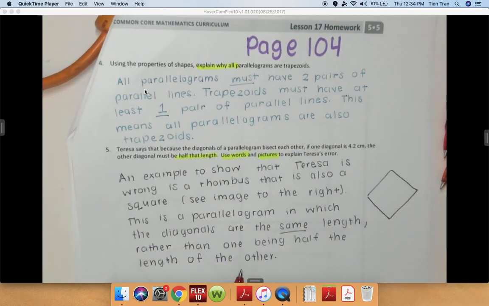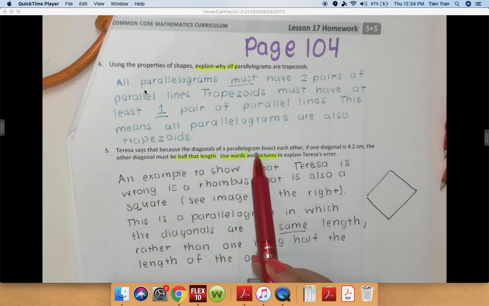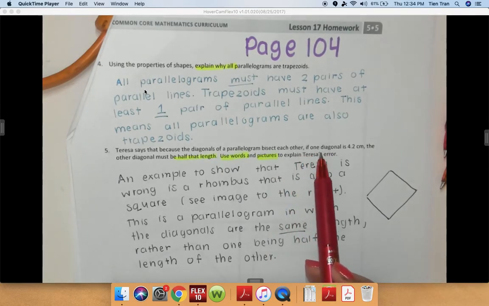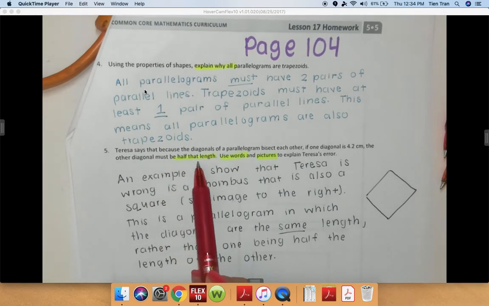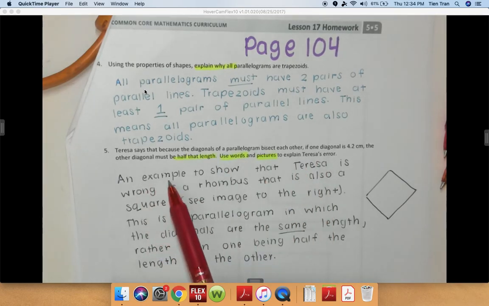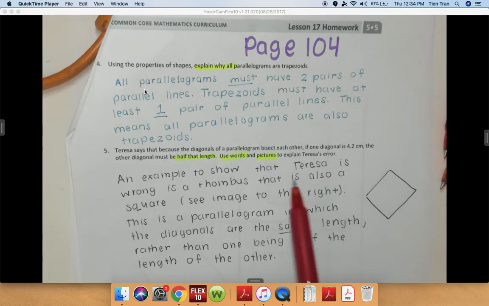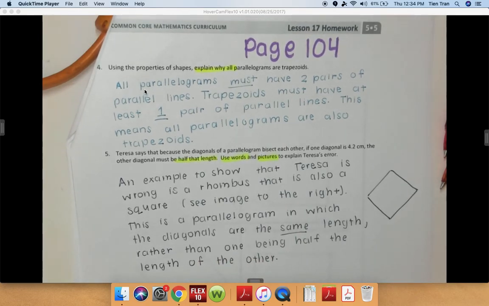Now, 5. Teresa says that because the diagonals of a parallelogram bisect each other, if one diagonal is 4.2 centimeters, the other diagonal must be half that length. Use words and pictures to explain Teresa's error. An example to show that Teresa is wrong is a rhombus. A rhombus is a diamond, right? That is also a square. See image to the right. This is a parallelogram in which the diagonals are the same length rather than one being half the length of the other. So they have the same length.